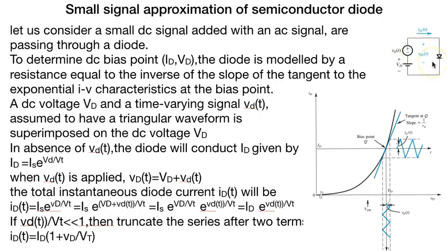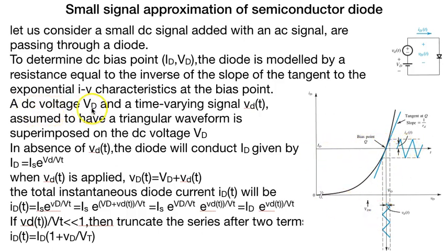There is only one diode, and however two signals. One is a v_d(t), an AC signal, and the other is a DC signal, which is passing through the diode. Now, if we consider a small AC signal along with a DC signal passing through a diode, then to determine a DC bias point, the diode is modeled by a resistance equal to the inverse of the slope of this tangent passing through the I_D and V_D line.